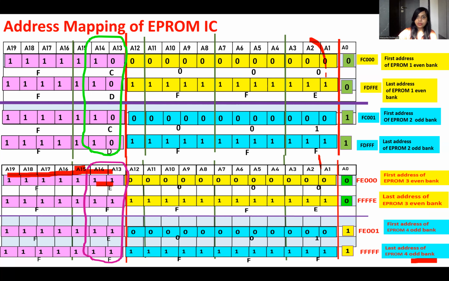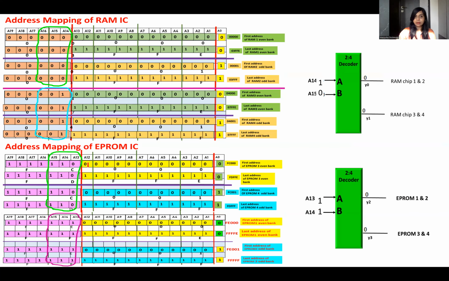Now these are 2 sets. As I said, this is one set, this is the second set. You have to choose address lines in which within the set the bits are the same, but across the sets the bits should be different. So within the sets bits are the same on A13 and A14, and across the sets it is different. So this is the complete address mapping for RAM IC and EEPROM IC. This is how your address map will look.